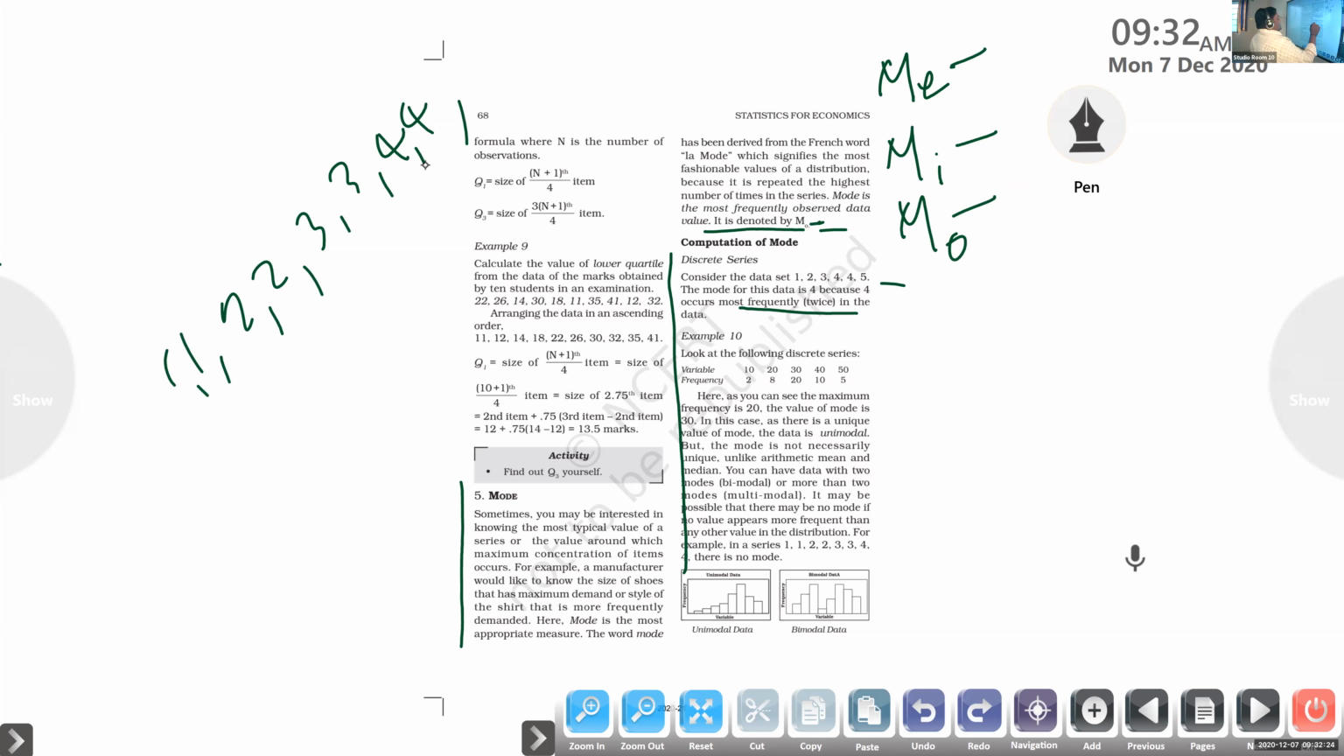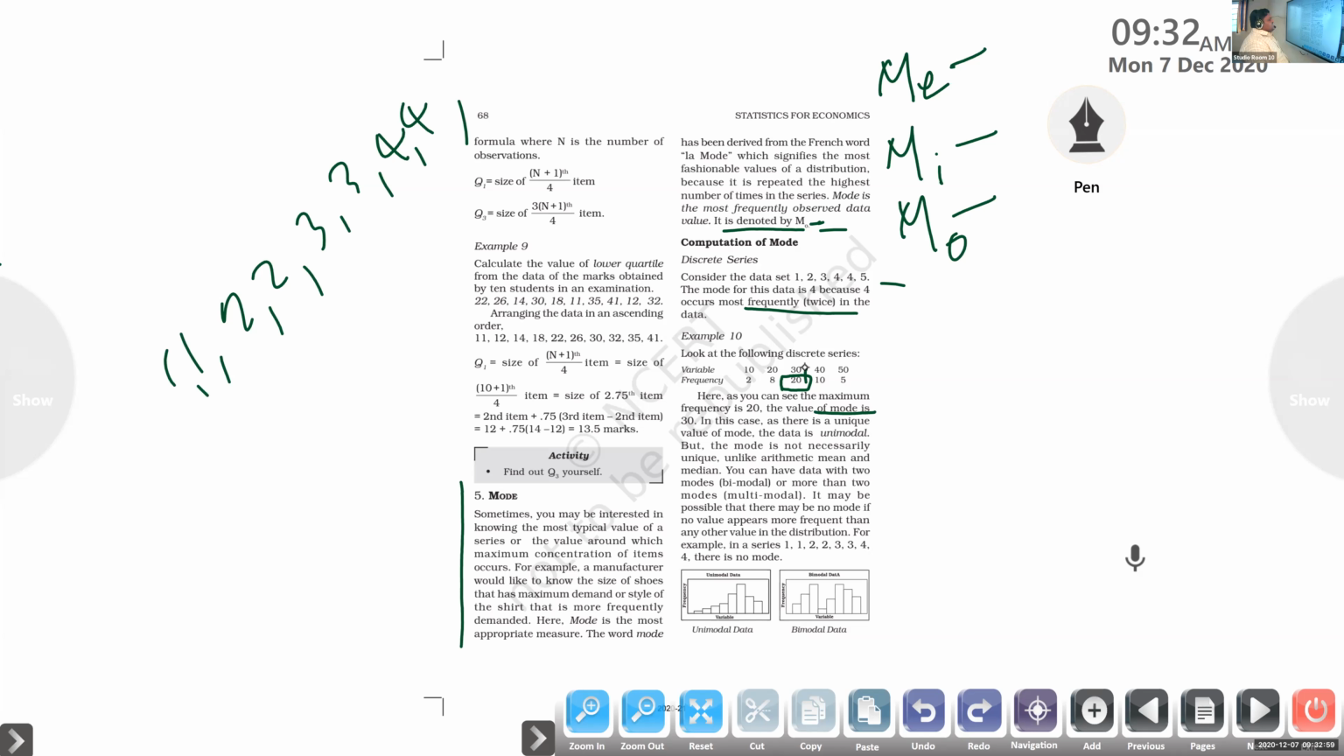Look at the following discrete series, variable and frequency: 10, 20, 30, 40, 50 with frequencies 2, 80, 20, 10, and 5. Here we are going to compute the mode of a discrete series. As you can see, the maximum frequency is 20, and the variable related with that is 30. So the value of the mode is 30.